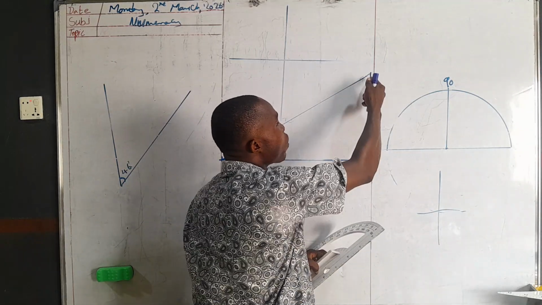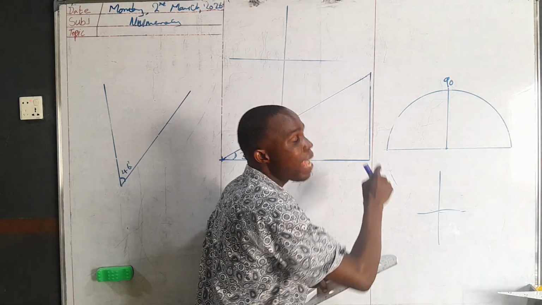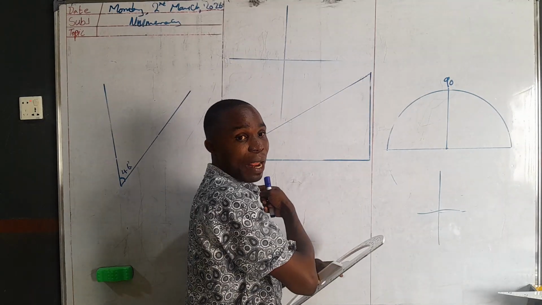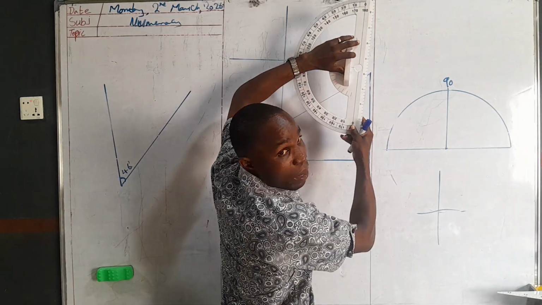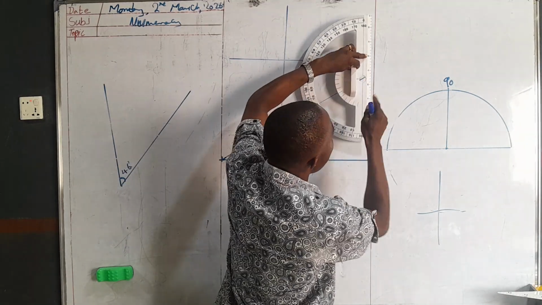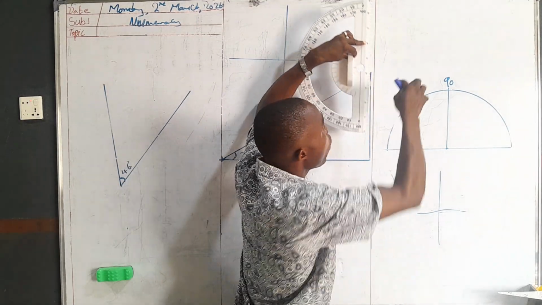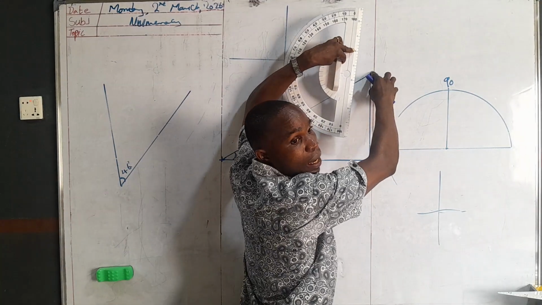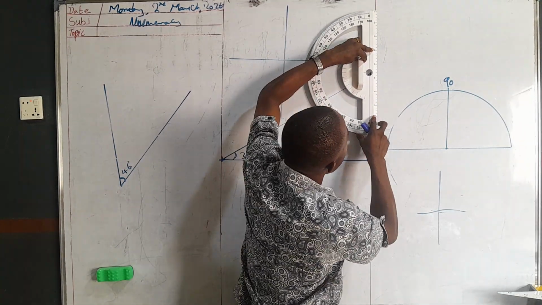Yes. So I can make use of this as my baseline. I can also make use of this as my baseline. So I'll place my protractor this way. I want to make use of this as my baseline. If I do that, my intersection point goes to this vertex. Are you following? So I'll place it like this.